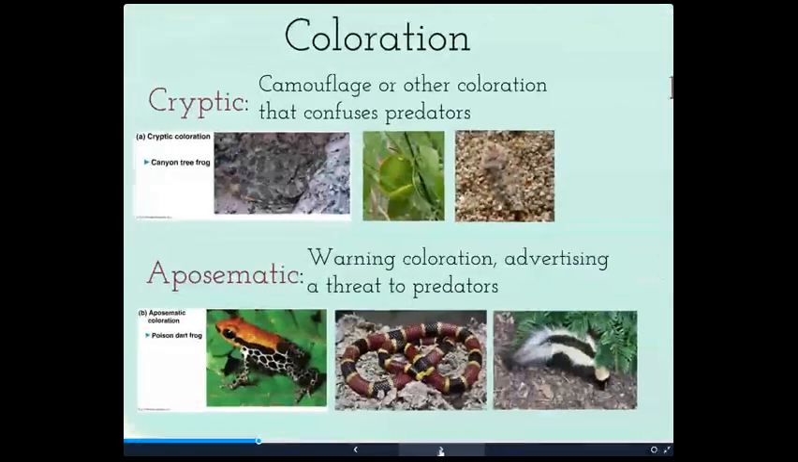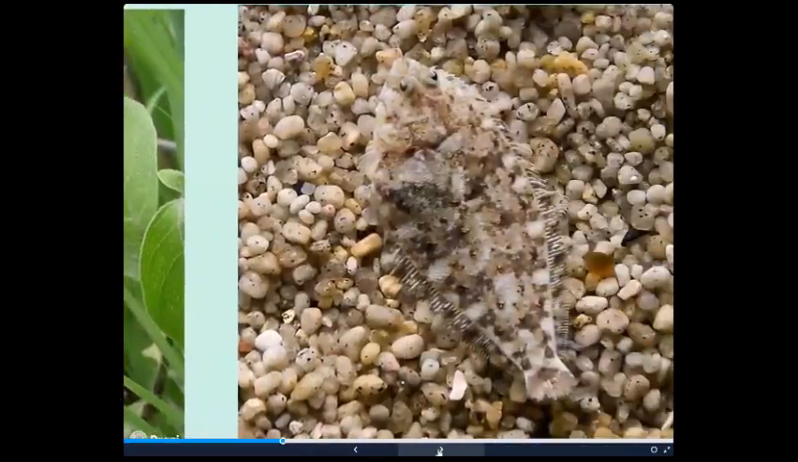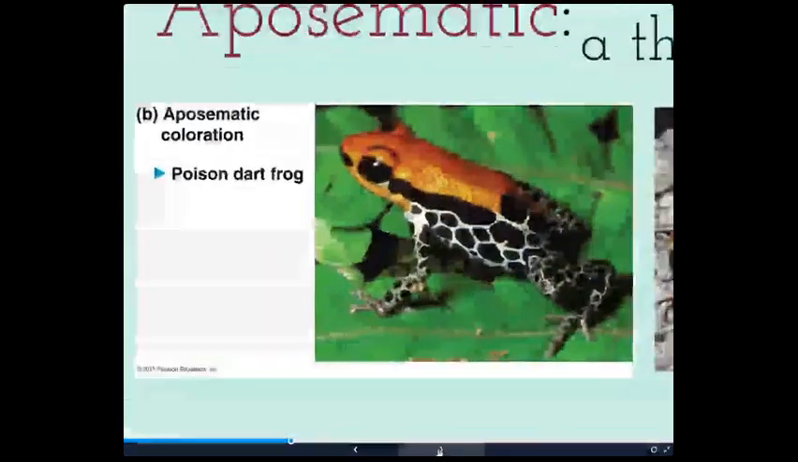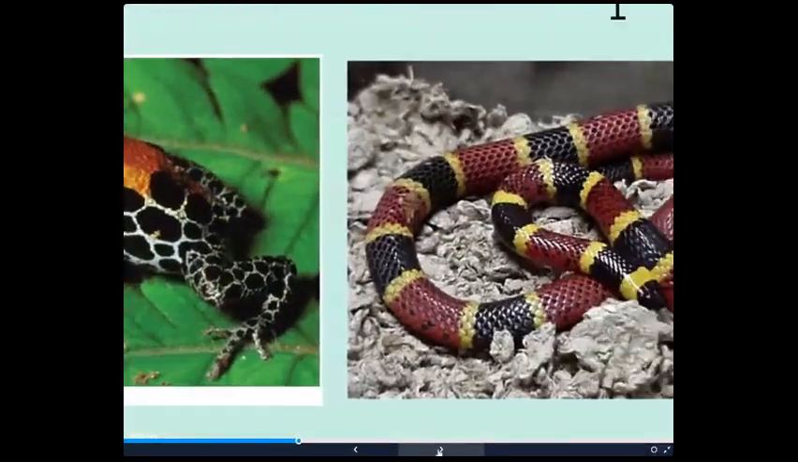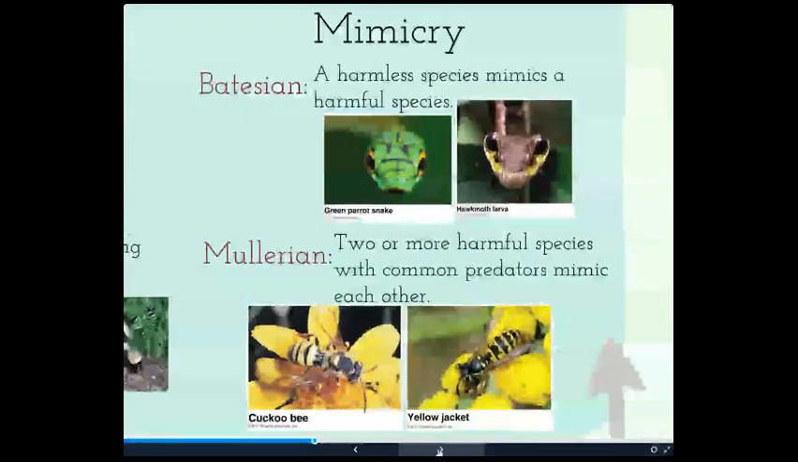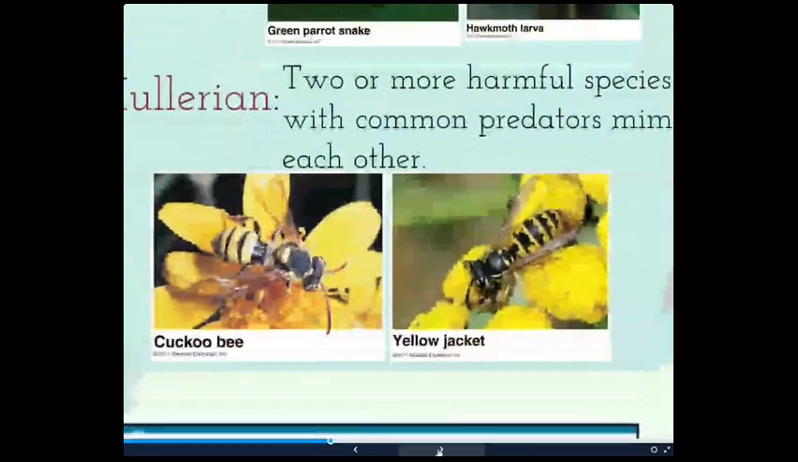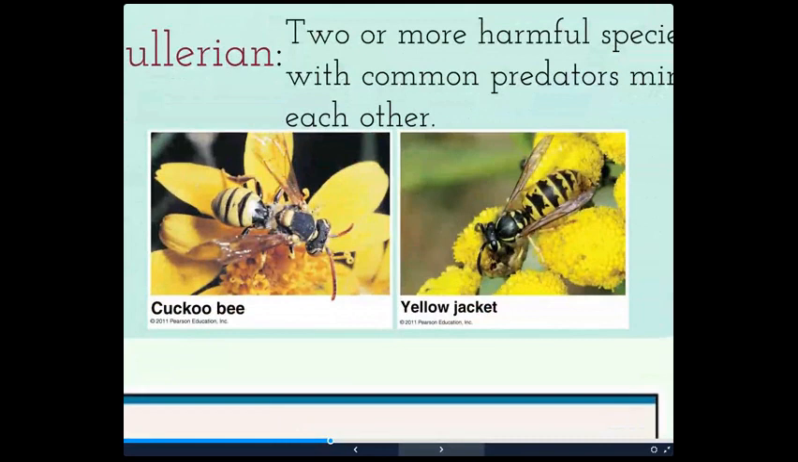Try not to get seasick here as I go really fast. Where it's basically camouflage. Okay, and then the poison dart frog looks poisonous, is poisonous, smelly skunk. So they've got these colorations saying, leave me alone. Mimicry, of course, you can see that little larva is mimicking a snake. And then the cuckoo bee, which is totally harmless, is mimicking the yellow jacket.